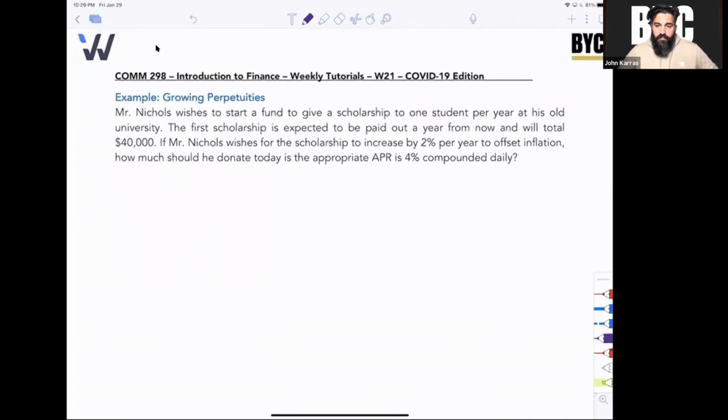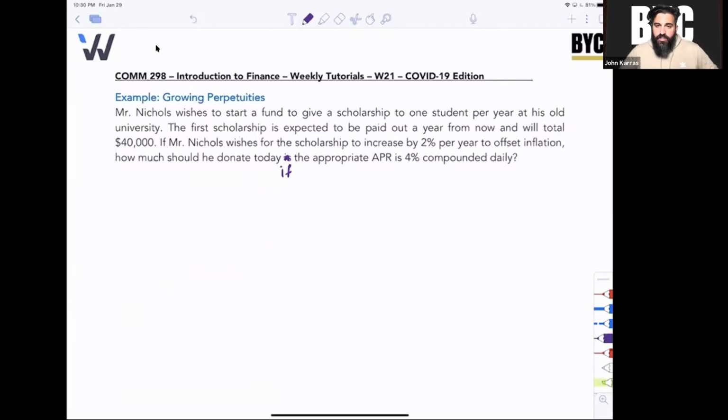Take a look at another one. Mr. Nichols wishes to start a fund to give a scholarship to one student per year at his old university. The first scholarship is expected to be paid out a year from now and will total $40,000. If Mr. Nichols wishes the scholarship to increase by 2% per year to offset inflation, how much should he donate today? I should say if the appropriate APR is 4% compounded daily.